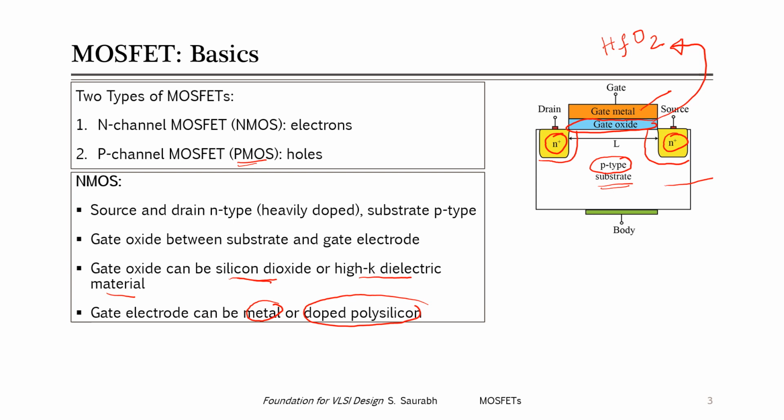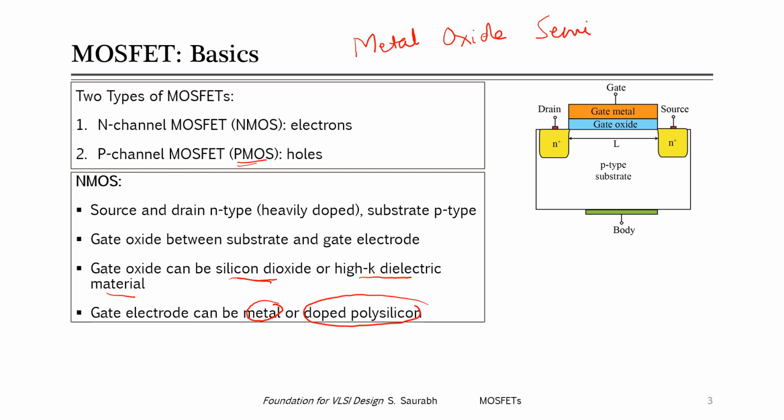Now we can see in this case that the MOS structure is formed. So what is the full form of MOSFET? MOSFET is short for metal oxide semiconductor field effect transistor. The MOS is this structure: the metal, then the oxide, which is an insulator, and then the semiconductor, and that's why it is known as a MOSFET. What the field effect is, we'll see later.